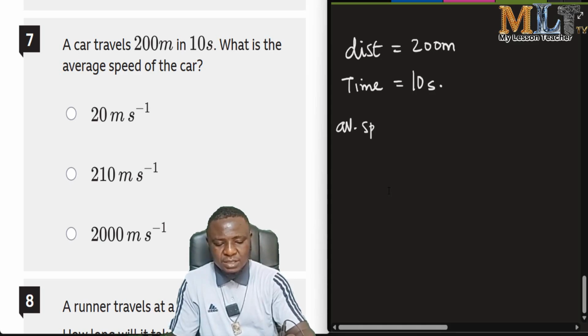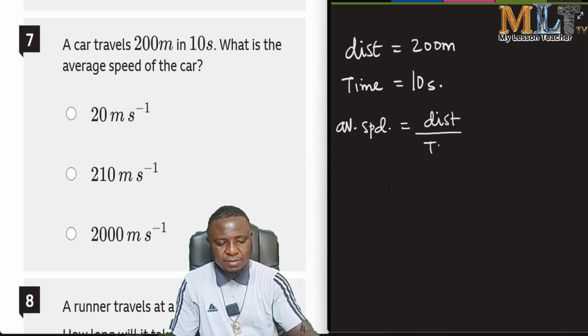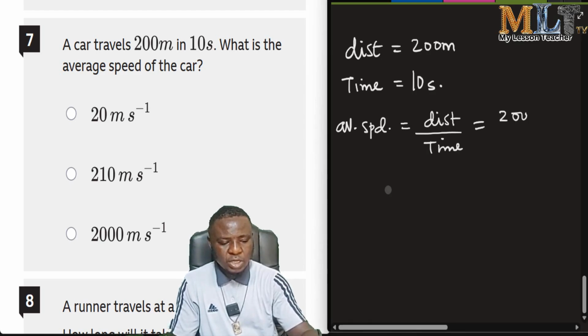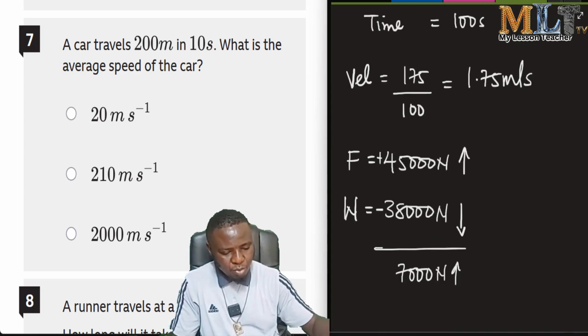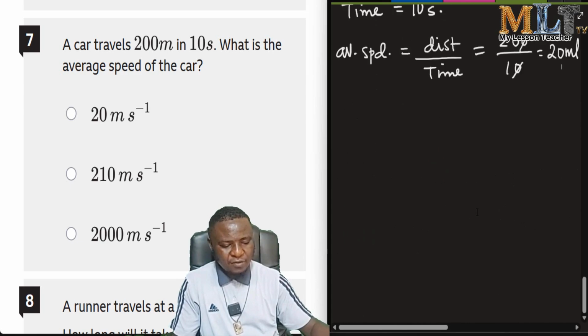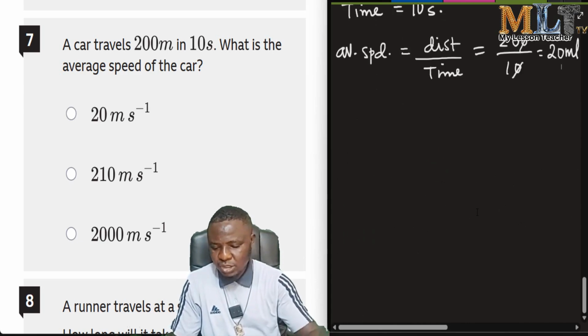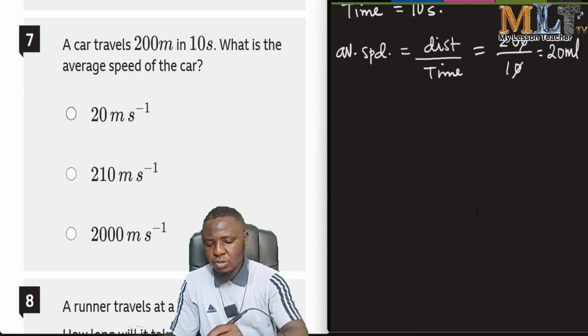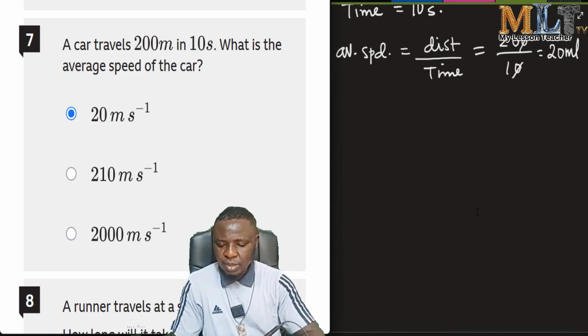So the average speed is equal to distance divided by time, and this is equal to 200 divided by 10. This is equal to 20 meters per second. Your unit must be there. Okay, never you omit your unit. So 20 meters per second, and this is your answer.